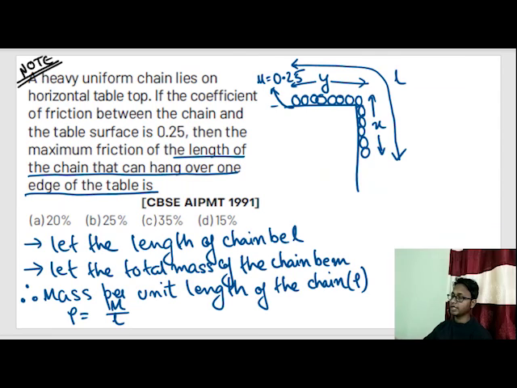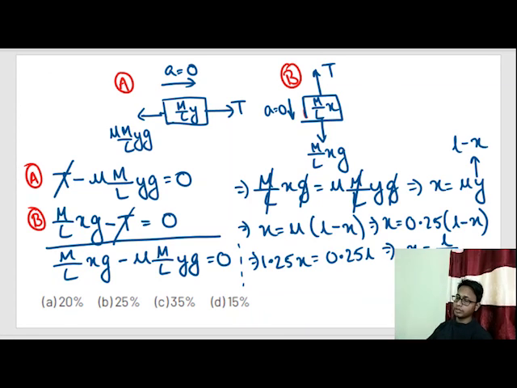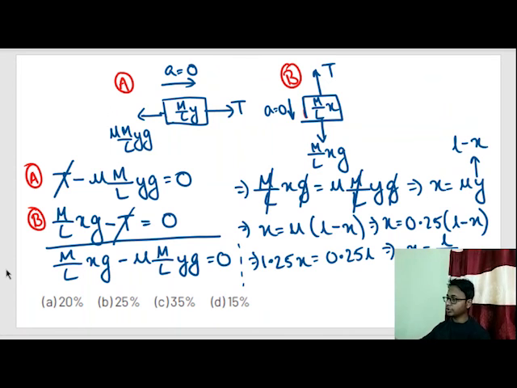μ is given here as 0.25. So x is equal to 0.25 into L minus x. When you solve this, it comes as 1.25 x is equal to 0.25 L, or x is equal to L by 5. So x is equal to L by 5.